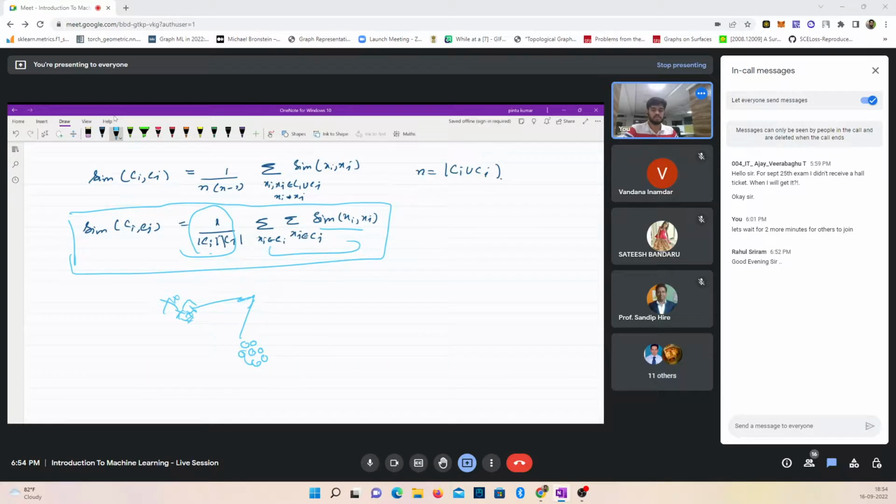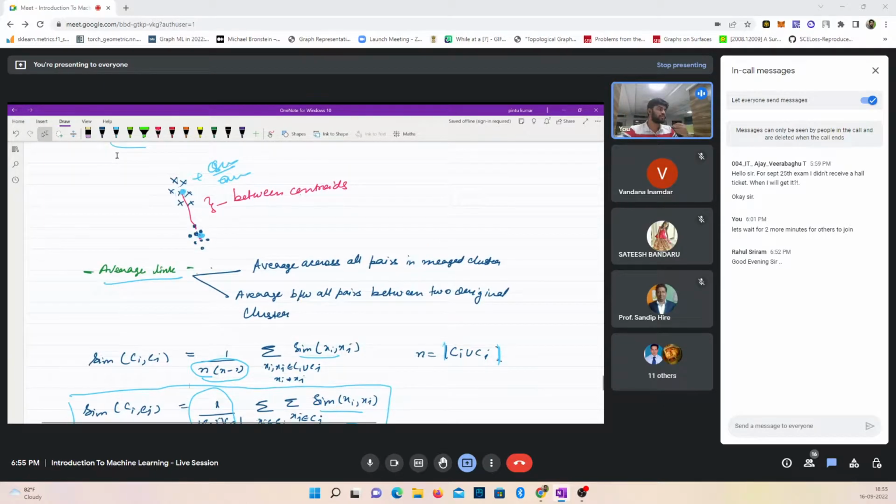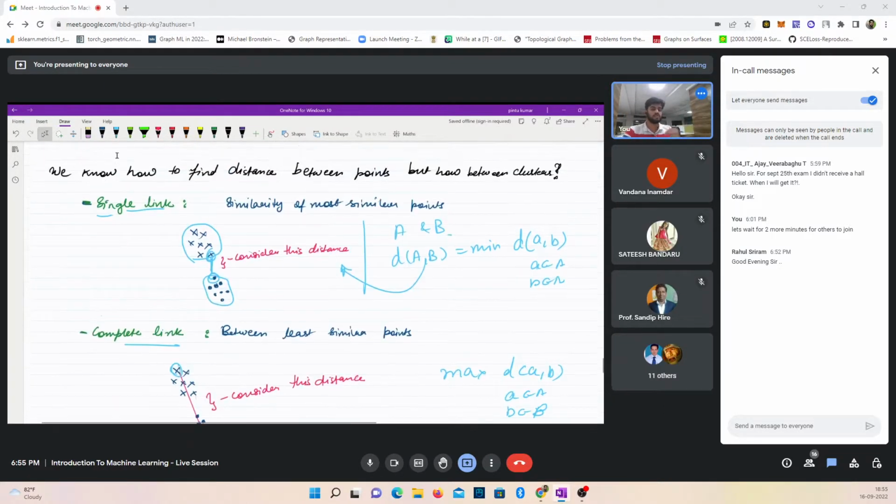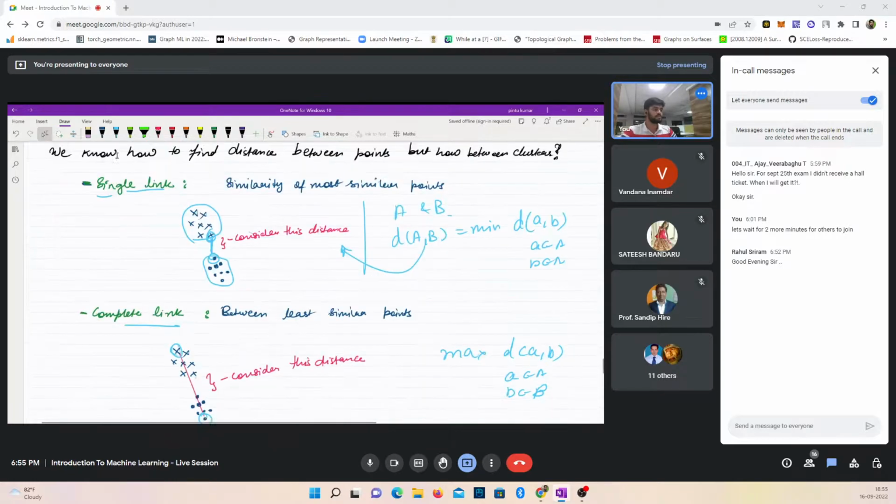Another way is you combine these two clusters, and then you find the similarity between every pair possible over here. So this is Ci union Cj. You take the similarity between every pair of points, and then you average it out by the number of pairs possible. So these are some of the techniques that you can use to find the distance between clusters.